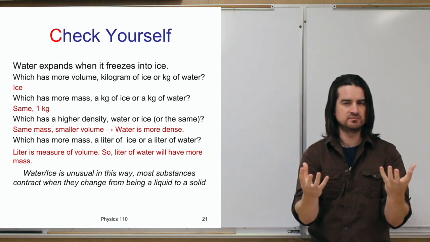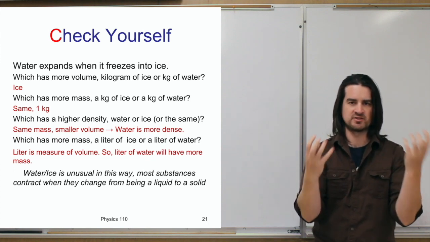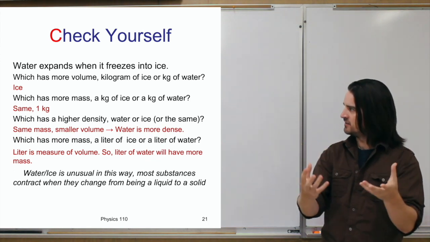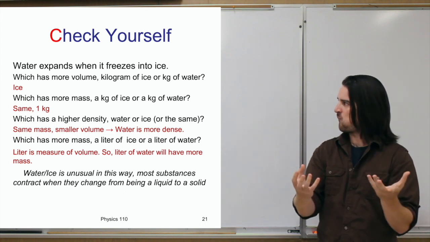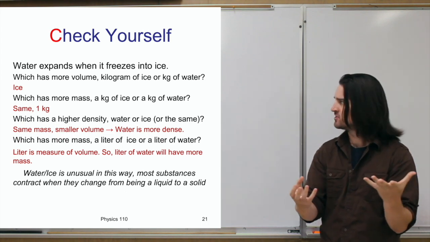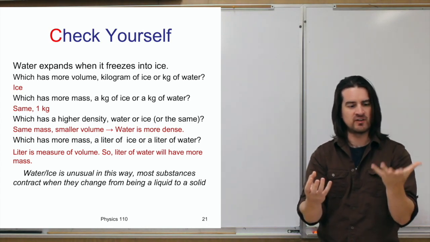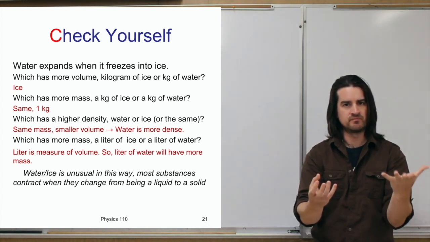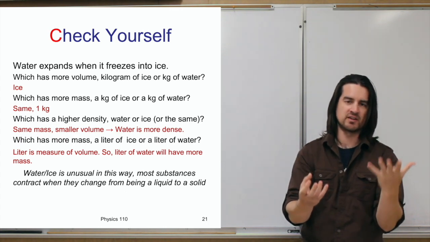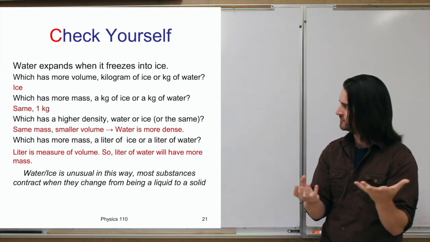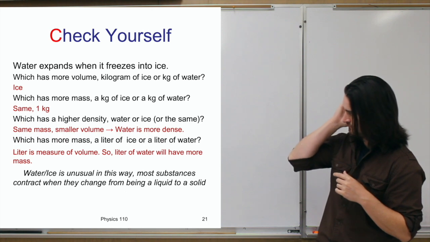It's the same number of them, it's the same mass, it's made of the same atoms, but given that water expands when it freezes, its volume grows when it freezes. So 1 kilogram of ice is going to take up a little bit more volume than a kilogram of water. So that's why ice is the answer to the first one.